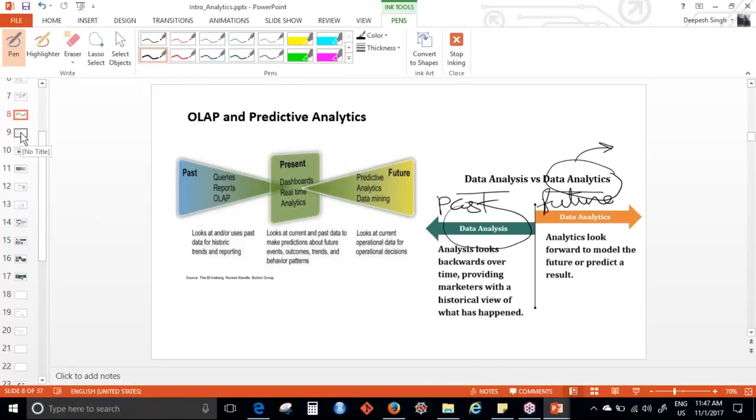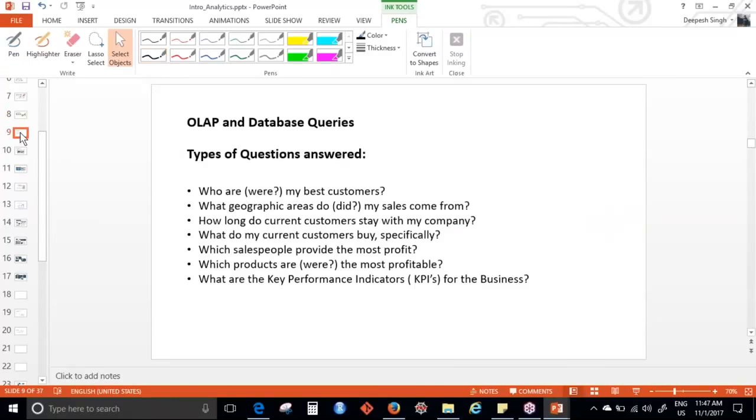Okay, so next slide. This is again the difference between data analysis or online analytical processing. These were the questions which are typically asked if you are doing data analysis. These are the kinds of problems you will be trying to solve. So what are the questions?